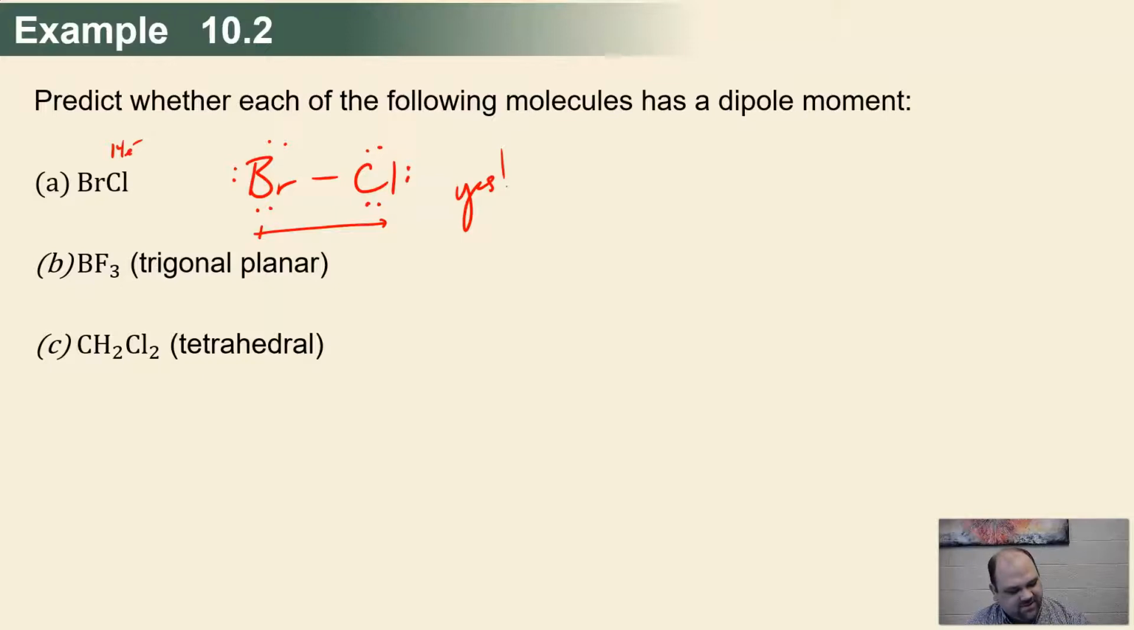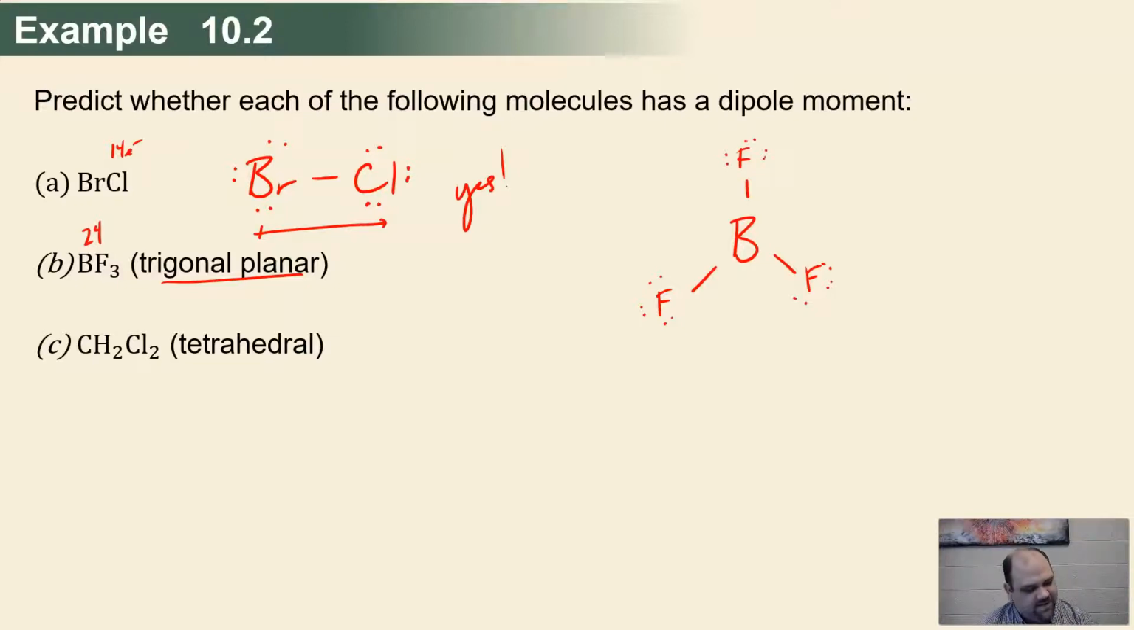BF3, trigonal planar. We've got B. That tells us that it's trigonal planar. So that's how I'm going to draw it. I don't need any wedges and dashes because it's all flat. I should have 24 electrons, 3 from the boron and 21 from the 3 fluorines. So I don't know if all of those lone pairs showed up, but there we go.